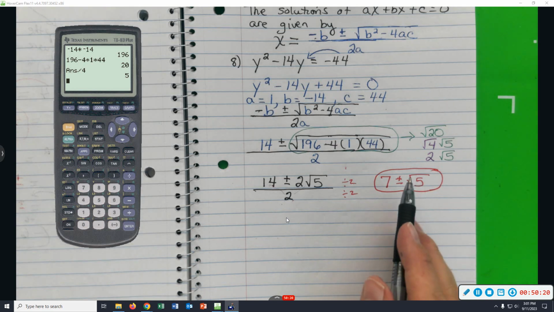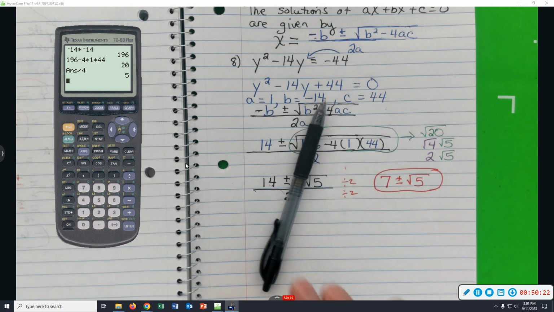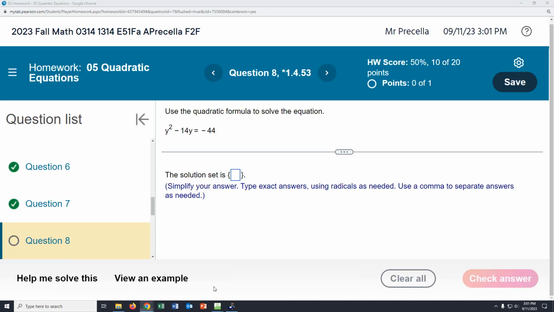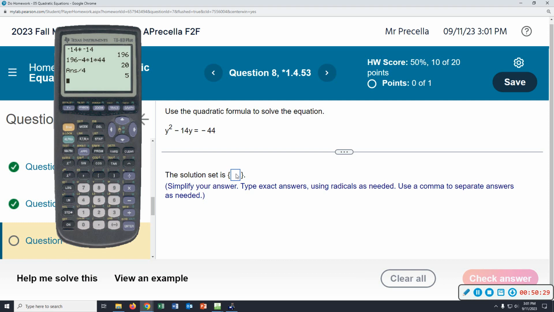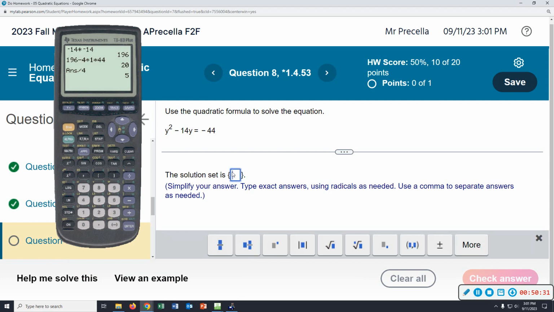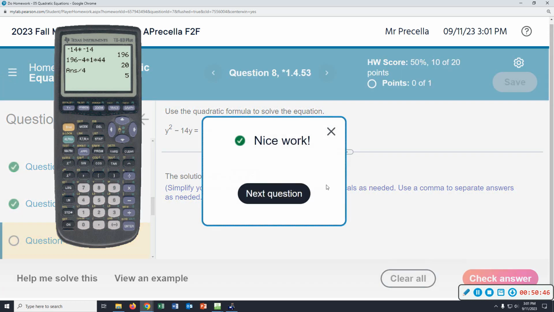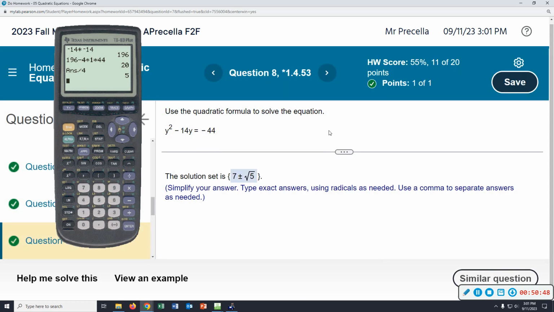Can we put this answer in? I'll show you my separation process, just to make sure that my simplification process always gets the correct form they want. So what is that? 7 plus or minus the square root of 5. Before we go on, any questions there?